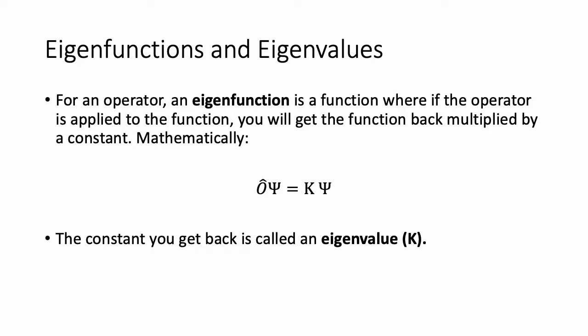So for an operator, an eigenfunction is a function where if the operator is applied to the function, you will get the function back multiplied by a constant. So O in this equation is my operator, and I'm going to apply that operator to my wave function psi. And if psi is an eigenfunction, I will get back a constant multiplied by psi. The constant I get back is called an eigenvalue. So in this case, it's k.